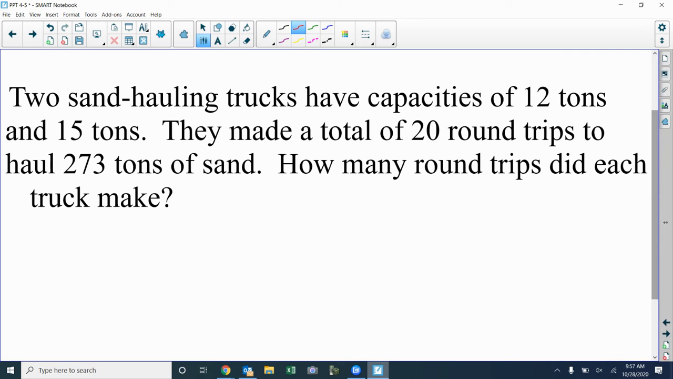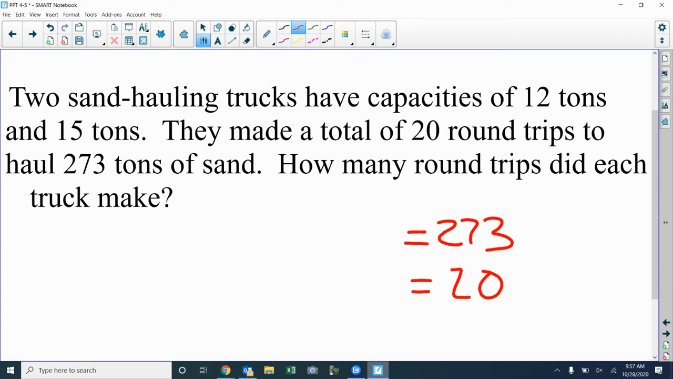273 is a total, so something's got to equal 273. Is there any other totals? 20. What's 20 represent? Round trips. What's 273 represent? How many, what do we got going on? How many trucks?